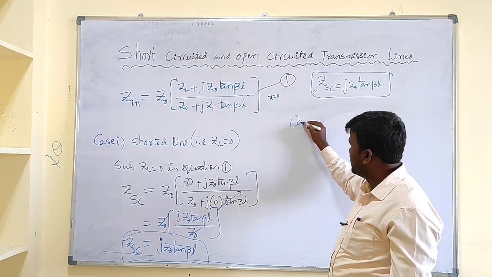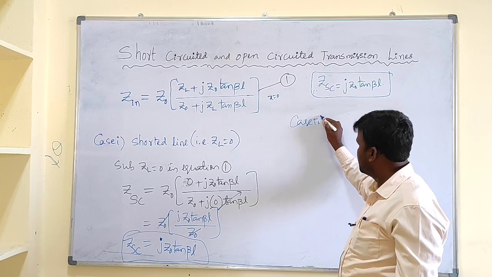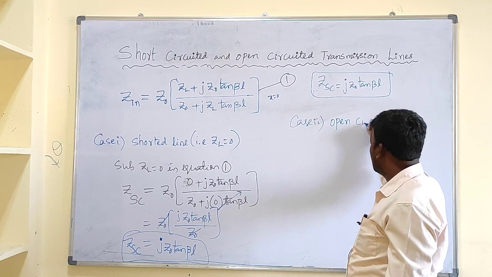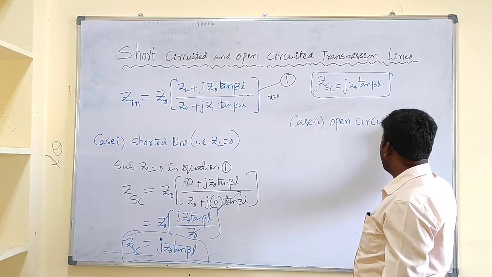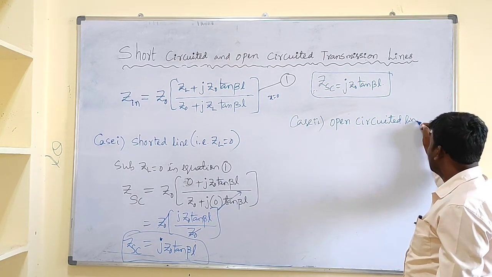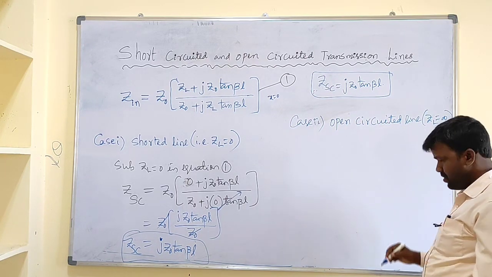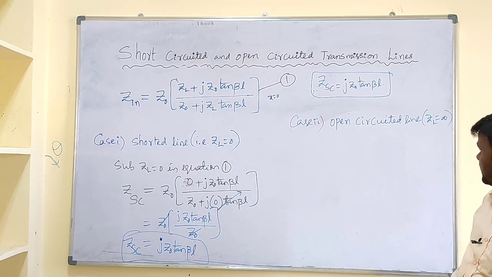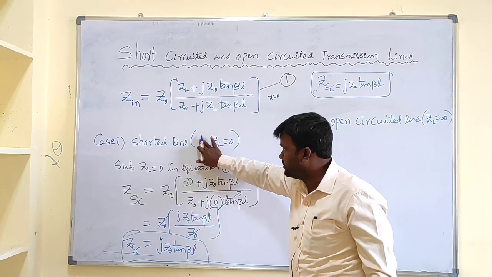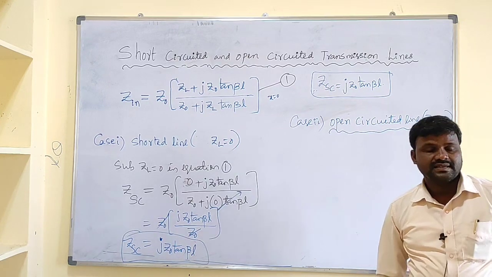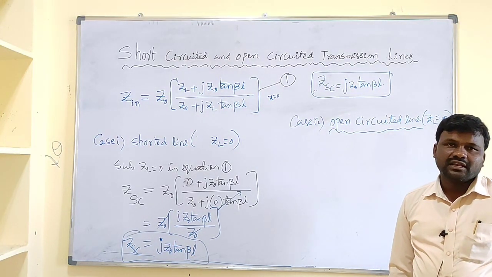Case 2, that is open circuited line. Open circuited line means what? That is ZL equal to infinity. ZL equal to infinity. It is open circuited line.